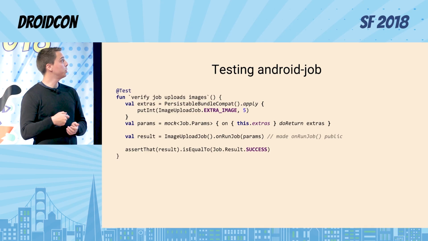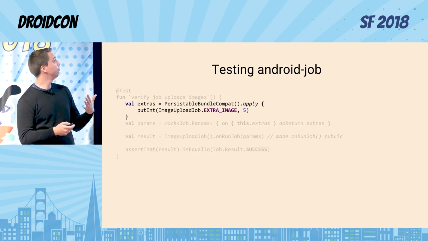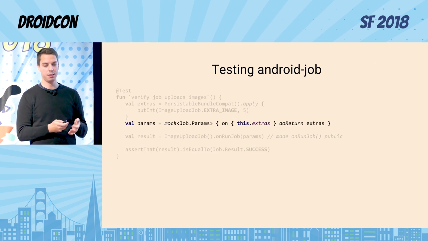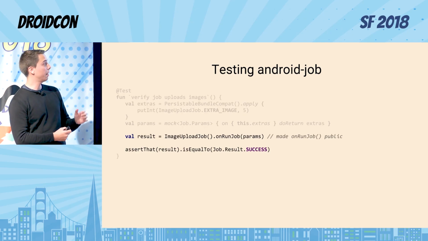Unit testing in Android Job also works. It isn't that great like WorkManager, so WorkManager is better suited for that, but it works. I want to show you nonetheless. Same thing. You create your input data. In this case, I have a couple of mocks. Then I create my upload job, and I call onRunJob with my fake data.